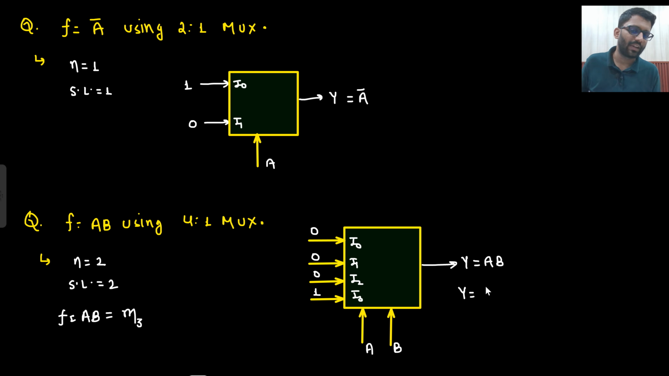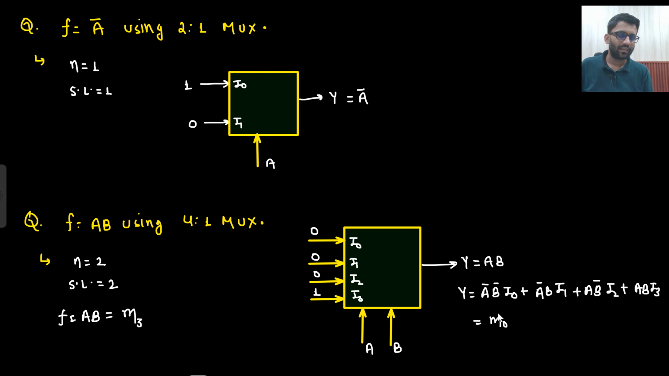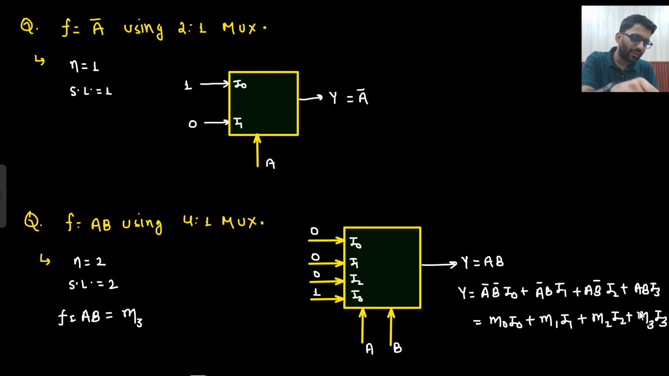Basically, what is your Y? Y is A bar B bar I naught, again I am writing everything, plus A bar B I1 plus A B bar I2 plus A B I3. So A bar B bar is M naught, A bar B bar is 0 0, it is M naught. Y is M naught I naught plus M1 I1 plus M2 I2 plus M3 I3. You need only M3 to be 1.